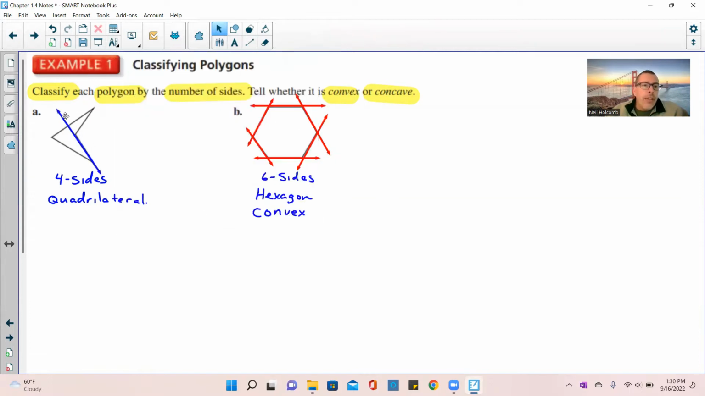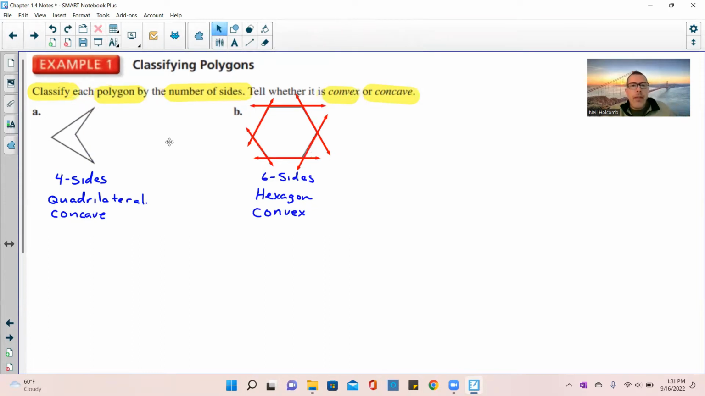As you can see, when I extended this side here, it cut through the center of this polygon. It went right through the interior of the polygon. That will classify it as being concave. The other way you could think of it is the sides caved in. The angle pushes in, the vertex is greater than 180 degrees on the interior.